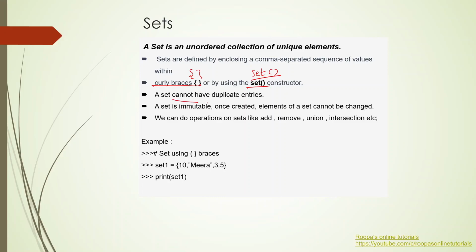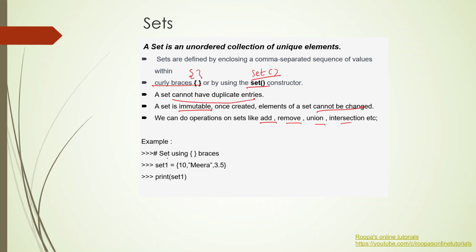A set cannot have duplicate entries. That means you cannot put the same entries inside the set, and it is immutable. Immutable is once it's created, it cannot be changed. Okay, these are the features of the set. We can do operations on the set like add, remove, union, intersection, difference, etc. Just like in maths you might have learned union, intersection, here also you have these words through which you can operate on the sets.